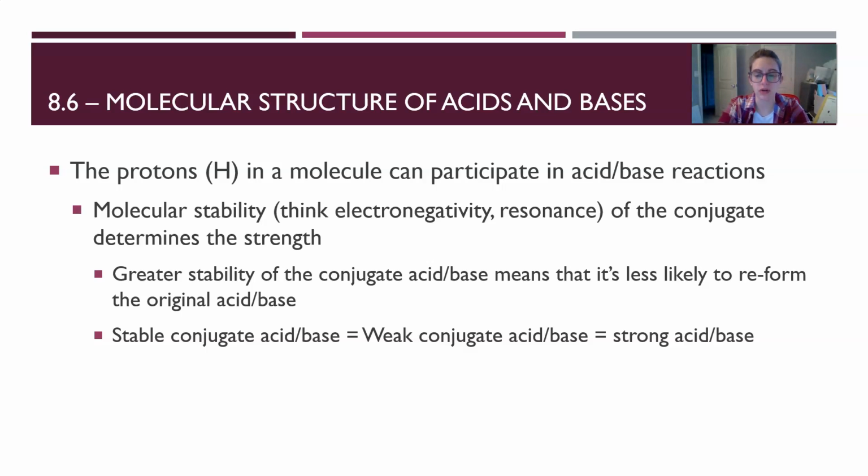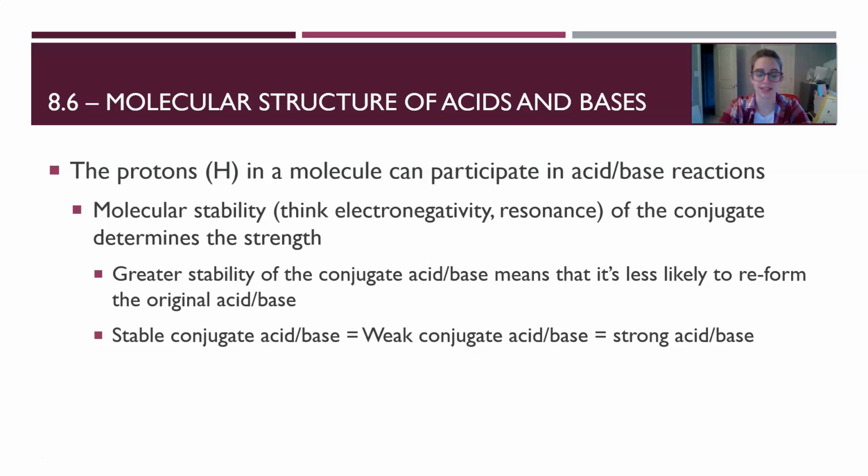When we think about whether something's going to be strong or weak, we need to think about their molecular stability. So we're going to go back and lean on our knowledge of electronegativity, resonance, and what makes molecules stable, because it's all about the conjugate form. If something is more stable in the conjugate form, it's going to be strong because it's less likely to reform that original acid or base.